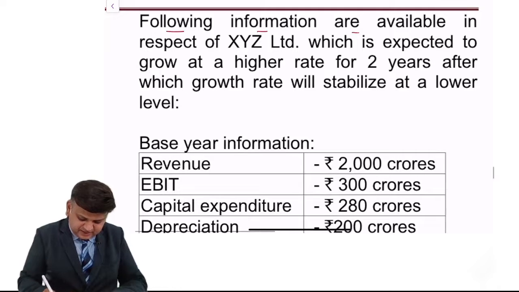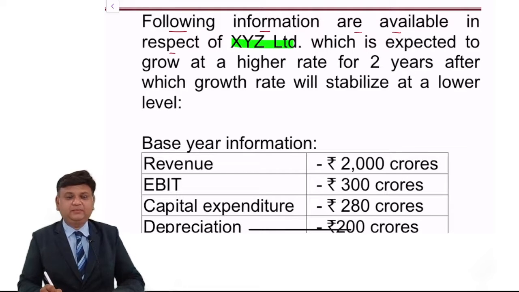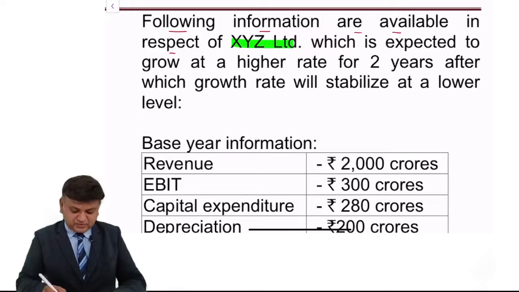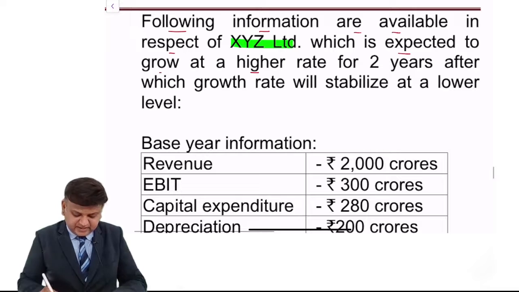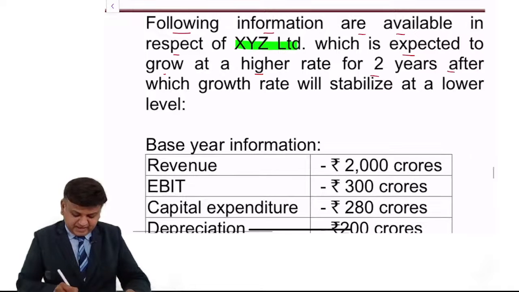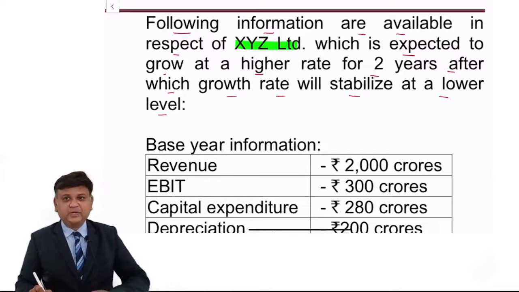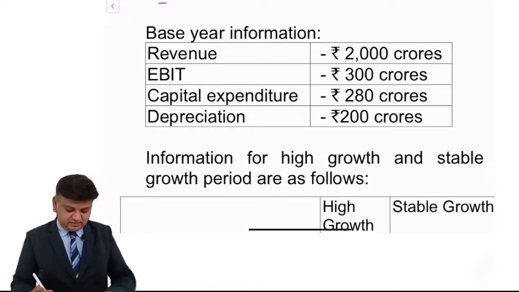Following information is available in respect of XYZ Ltd. The information is provided about a company called XYZ Ltd, which is expected to grow at a higher rate for 2 years, after which the growth rate will stabilize at a lower level. So, high growth rate for the 2 years, and afterwards the growth rate will stabilize.